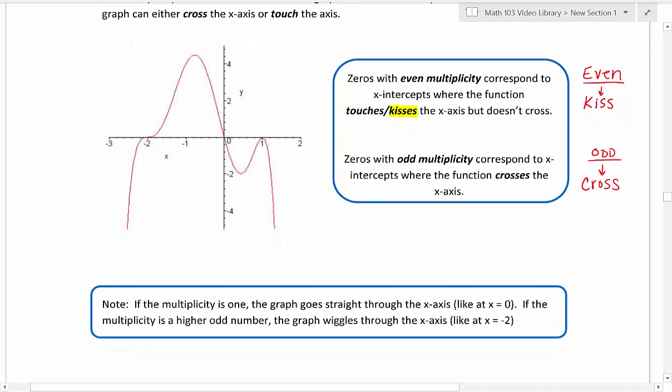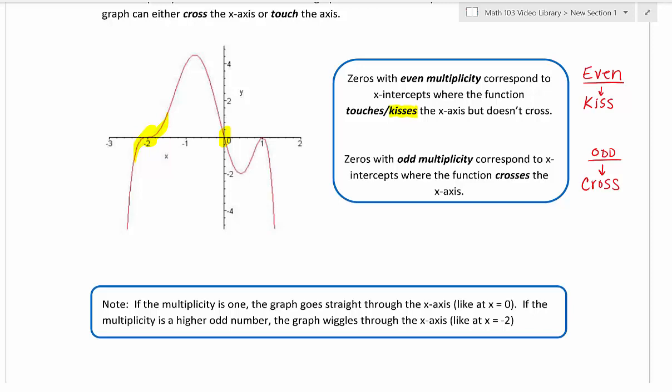Now, with the odd ones, we can be even more specific. If you look at this graph, it crosses in 2 different spots, but notice that the way it crosses looks different. At negative 2, it kind of does a wiggle when it crosses, and at x equals 0, it's just a straight cross. If the multiplicity is 1, the graph goes straight through the x-axis. And if the multiplicity is a higher odd number, the graph wiggles through the x-axis like it did at x equals negative 2.